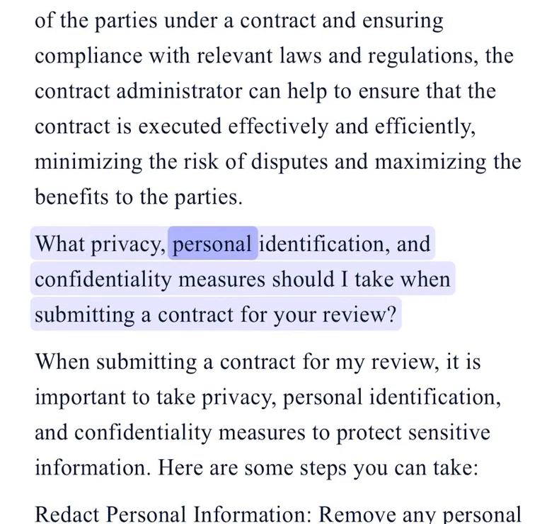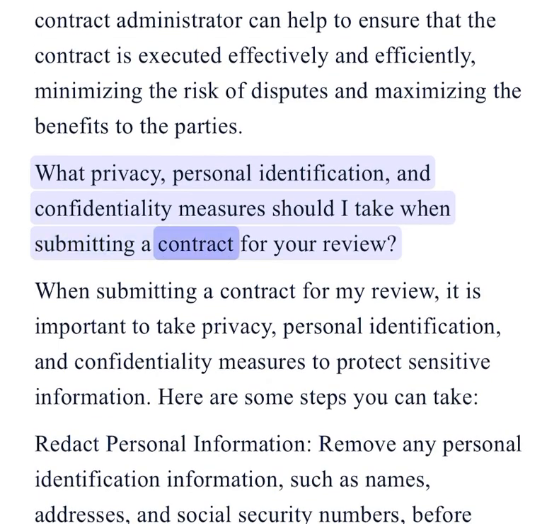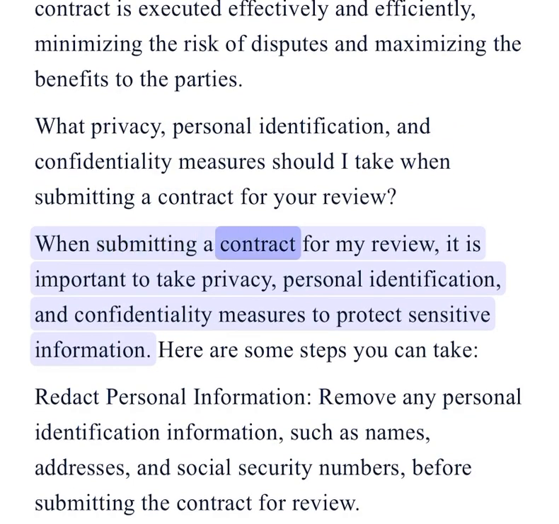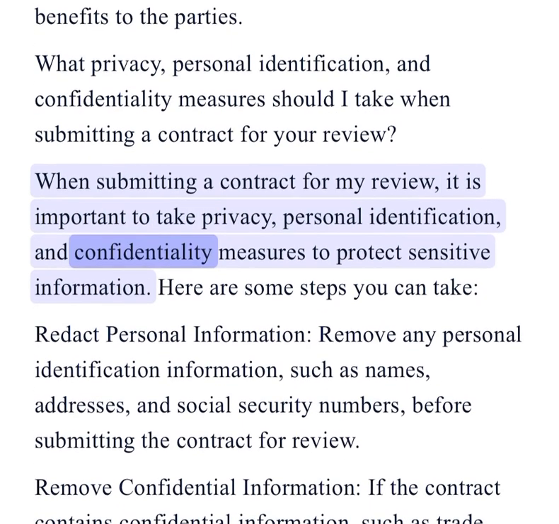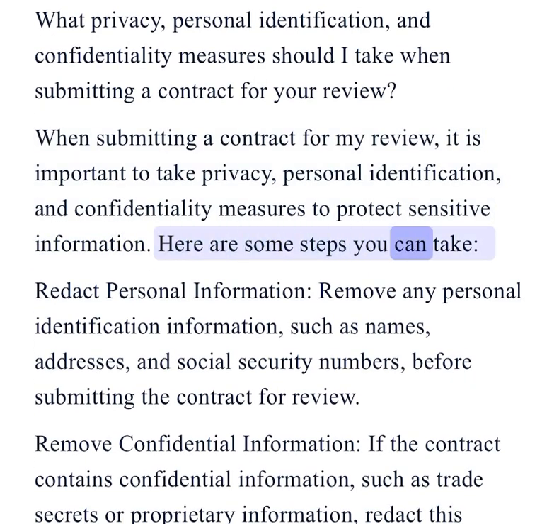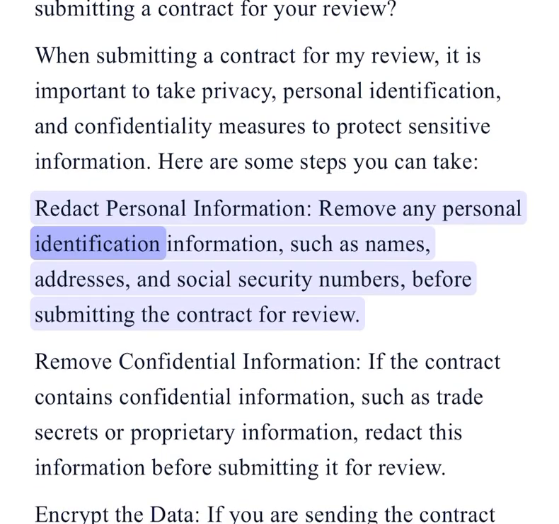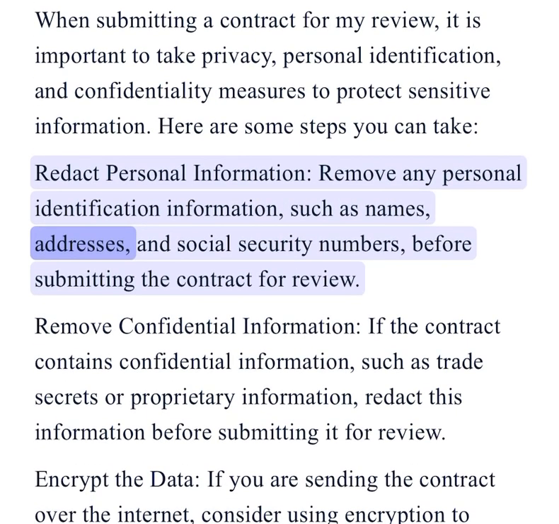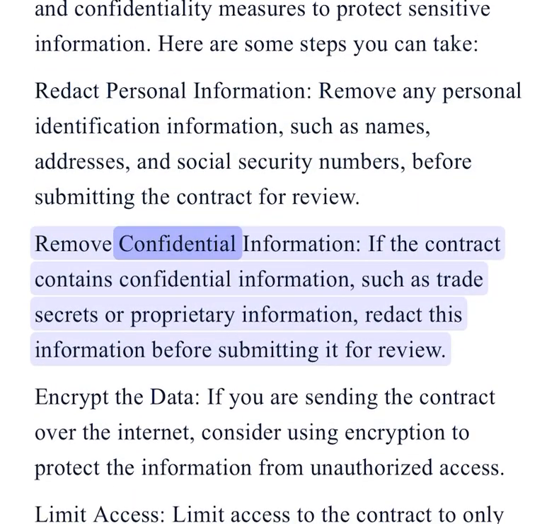What privacy, personal identification, and confidentiality measures should I take when submitting a contract for your review? When submitting a contract for my review, it is important to take privacy, personal identification, and confidentiality measures to protect sensitive information. Here are some steps you can take. Redact personal information. Remove any personal identification information, such as names, addresses, and social security numbers, before submitting the contract for review.